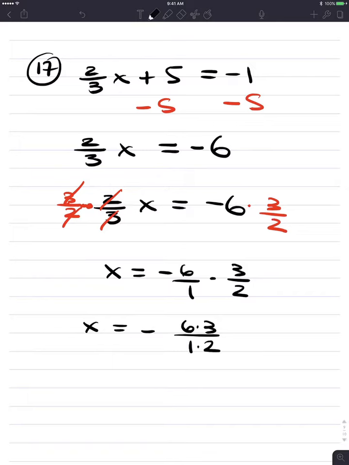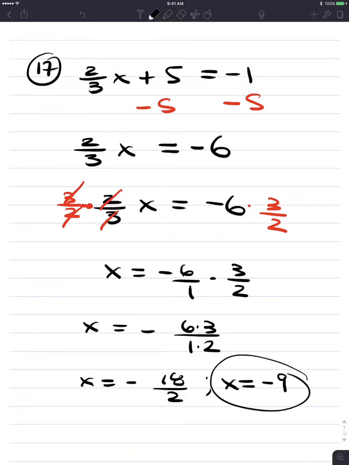Now I can do a couple of things here. I can notice that by multiplying 6 and 3, I get 18. 1 and 2, I get 2. And I can simply divide. This is negative, so I need my negative sign, and 18 divided by 2 is 9. And we're done.